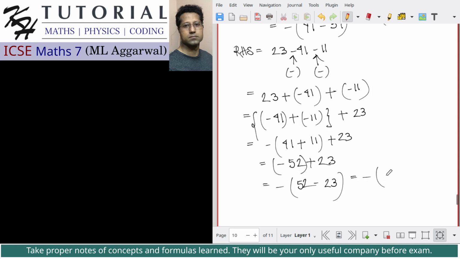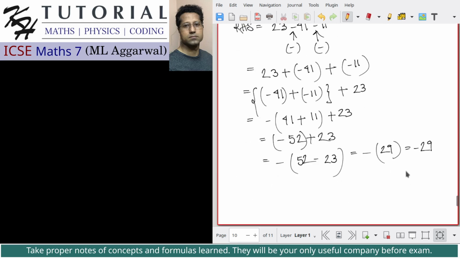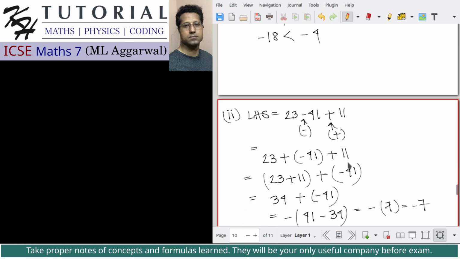So how much is 52 minus 23? It is 29. So this value is minus 29. So RHS is minus 29 and LHS is minus 7. So definitely minus 7 is not equal to minus 29. Therefore we cannot write the equal sign in the box. Also we can see that minus 7 is definitely greater than minus 29. So in the box we have to write the greater than sign.